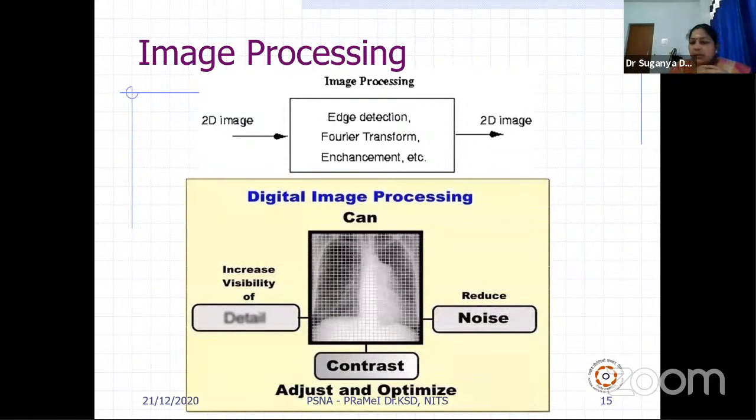Say for example, I am taking an X-ray image. First thing is I have to remove the noise, that is, reduce noise and increase the visibility of the image. The detail is in blur. After I apply the image enhancement techniques, I will be getting the details of the image and the blur will be removed. We can do this with the help of contrast adjustment, that is contrast enhancement techniques, adjusting and optimizing the contrast.